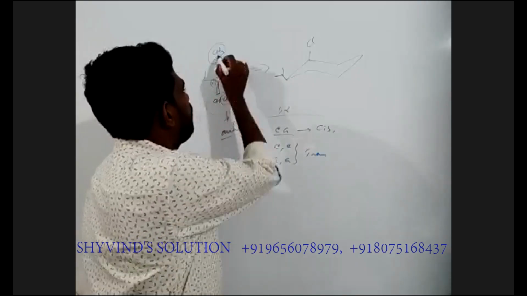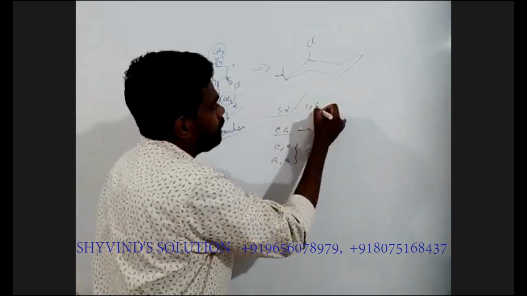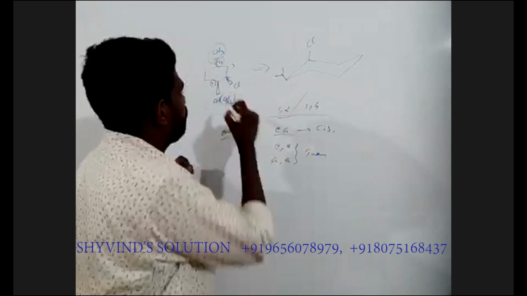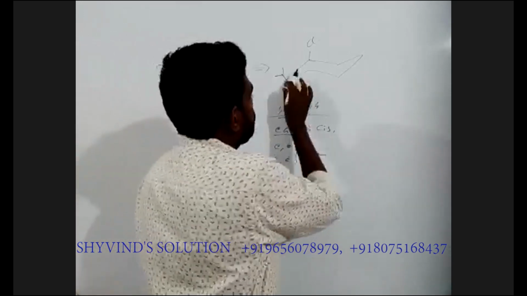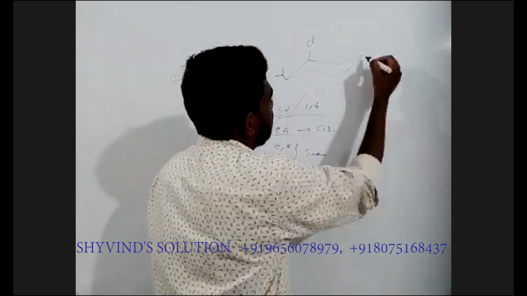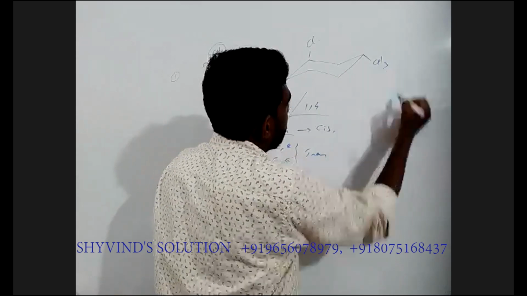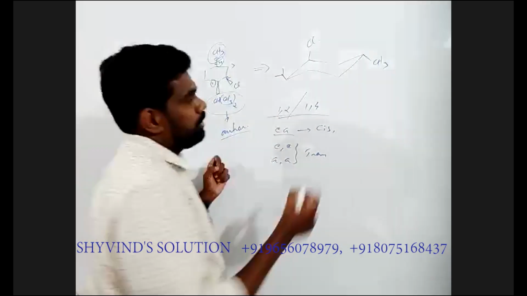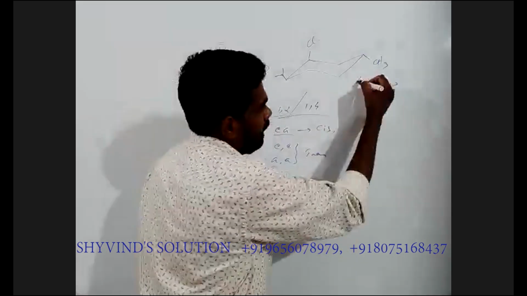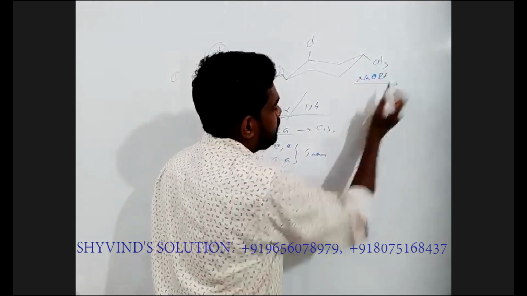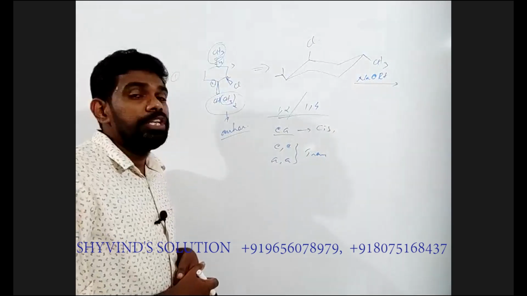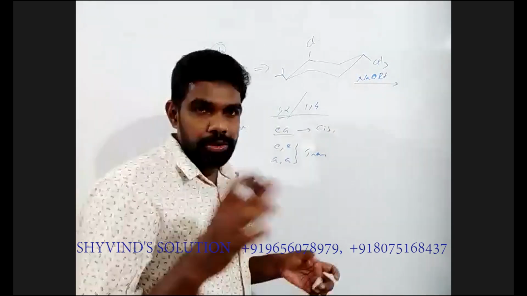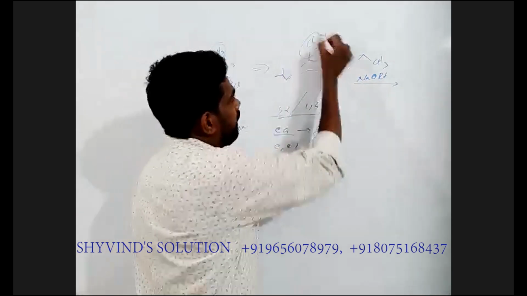Now we have the 1, 4 position. 1, 2 and 1, 4 are similar. This isopropyl group and CH3 are trans to each other. So if it is equatorial, then the CH3 should be at the equatorial position. Now we are treating with NaOH. This is the condition for E2 elimination. What is the condition for E2 elimination? The two leaving groups should be anti-periplanar to each other. That is the condition. So we have a chlorine here.